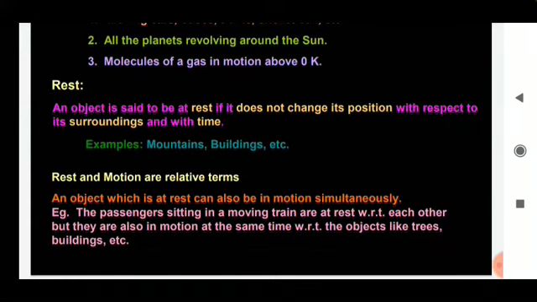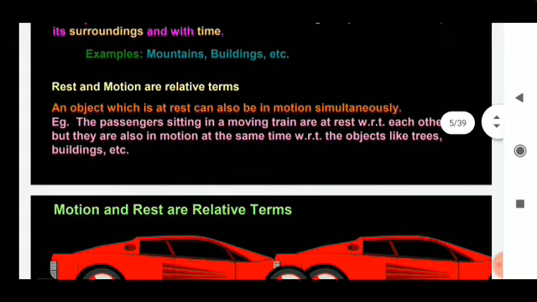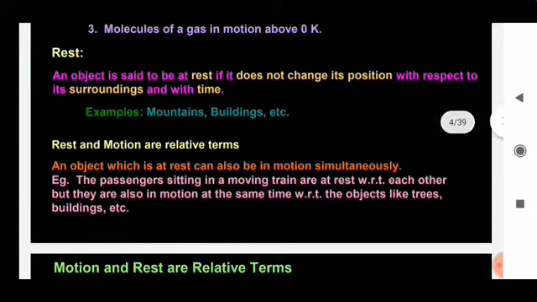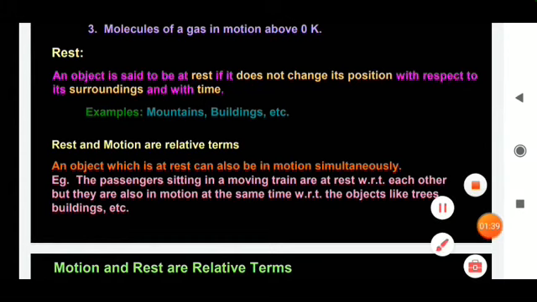Rest and motion are relative terms. An object which is at rest can also be in motion simultaneously. For example, the passengers sitting in the moving train are at rest with respect to each other, but they are also in motion at the same time with respect to objects like trees, buildings, etc. So, this is the relation between rest and motion as relative terms.